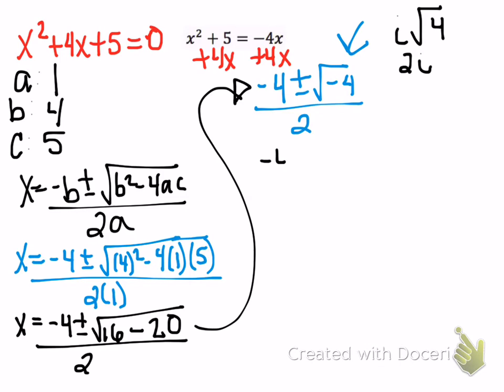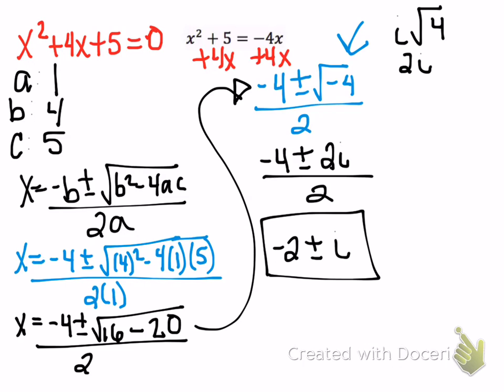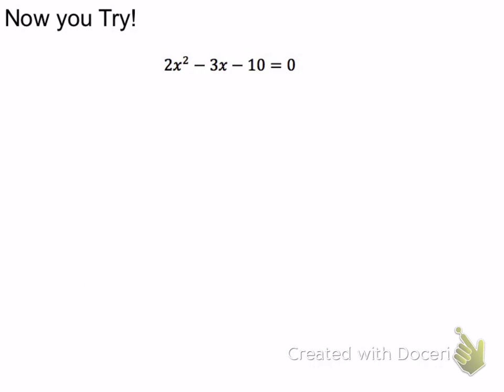So I have negative 4 plus or minus 2i divided by 2. You can simplify this even further with negative 4 divided by 2, which is negative 2, plus or minus 2 divided by 2 is 1, so i. Now what this answer really means is that this quadratic does not touch the x-axis, but because of the type of polynomial that it is, it does have some imaginary zeros. I would like you to pause this video and try this one on your own. We'll talk about it on Wednesday.